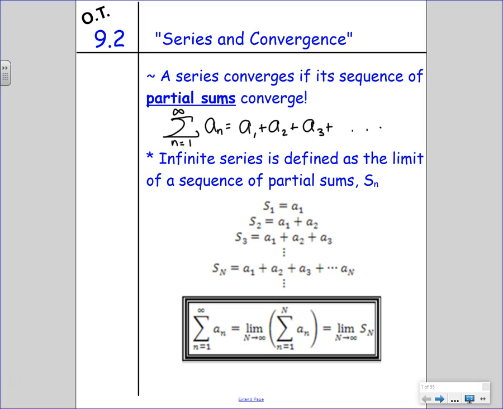The first partial sum would just be the first term. The second partial sum would be the first two terms. The third partial sum, the first three terms. And this makes sense if n, or k, starts at 1.